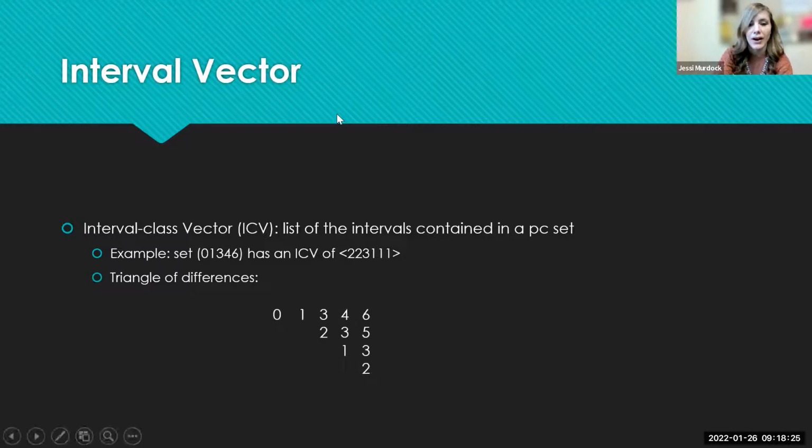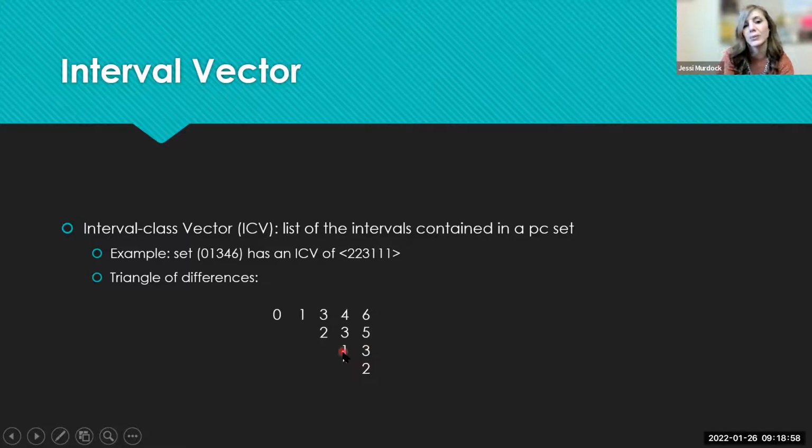Here's how we figured this out. This first line is like 6 minus 0, 4 minus 0. You could just have that line. To figure out the second line, we go into this next number and subtract that from all the other numbers that are larger than it. So 6 minus 1 is 5, 4 minus 1 is 3, and 3 minus 1 is 2. Now if we keep going down, we're going to subtract 3 from the larger numbers. So 6 minus 3 is 3.